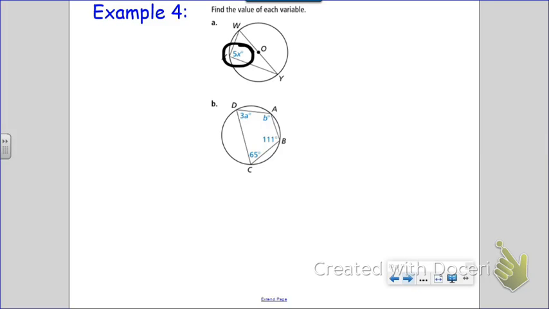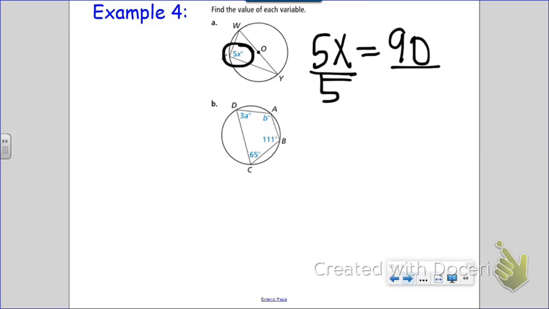The angle is 90 degrees. Set 5x equal to 90. Divide by 5. Our angle is 18.